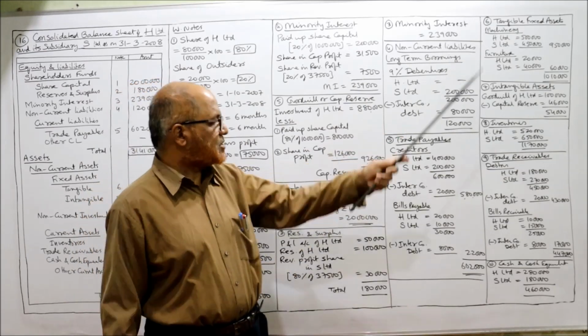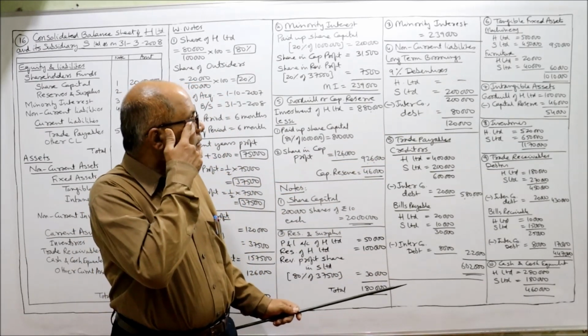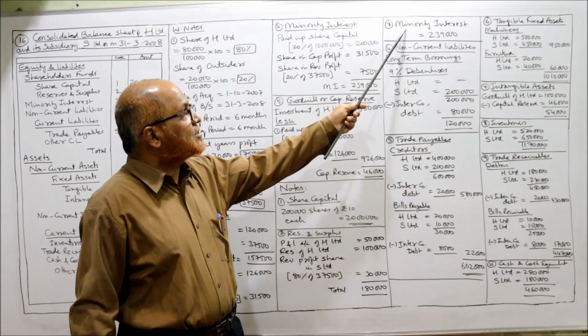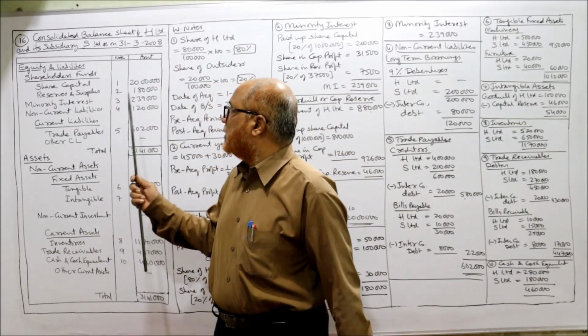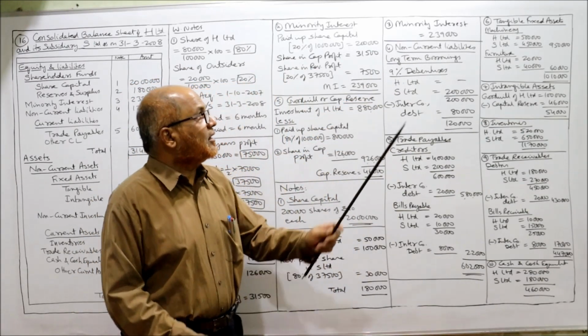Third point is minority interest. Minority interest is 2,39,000.